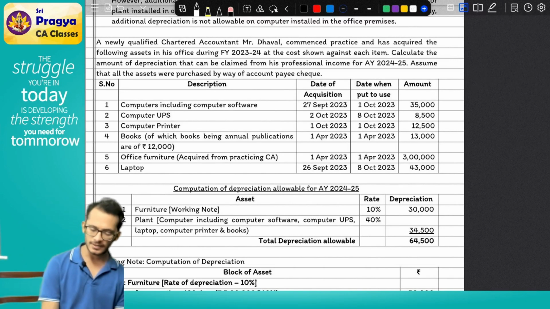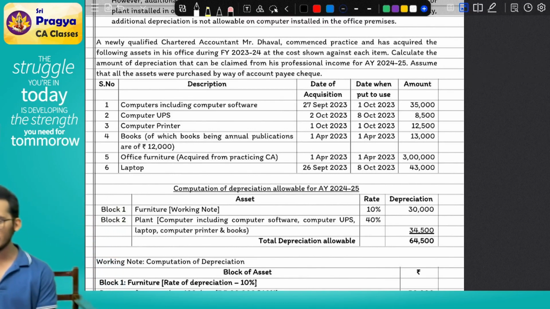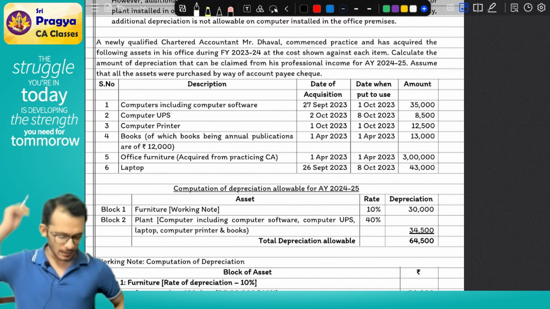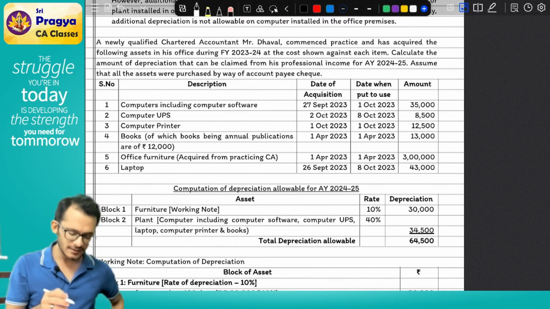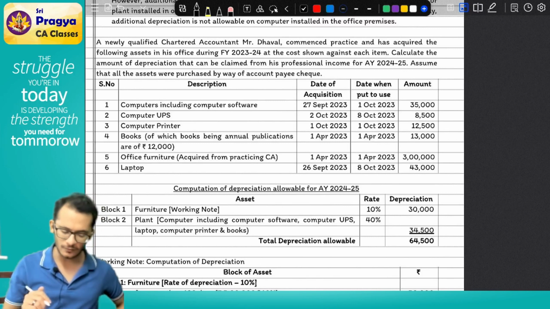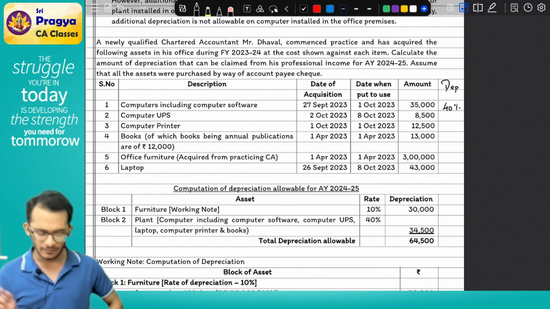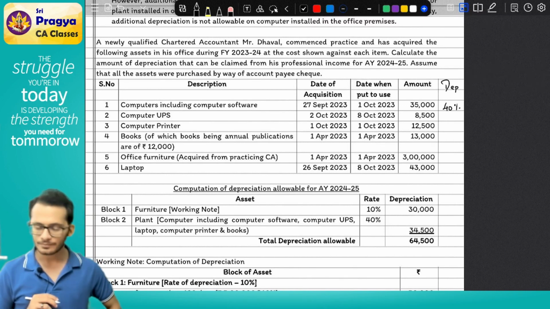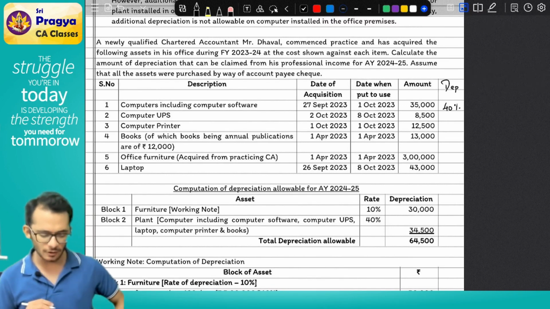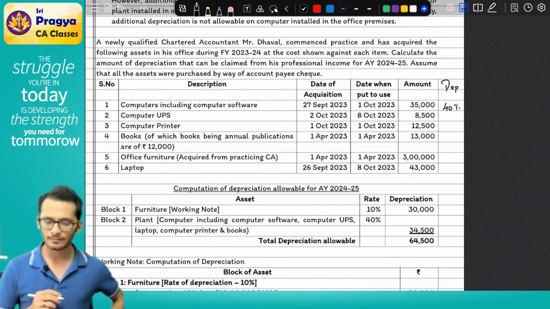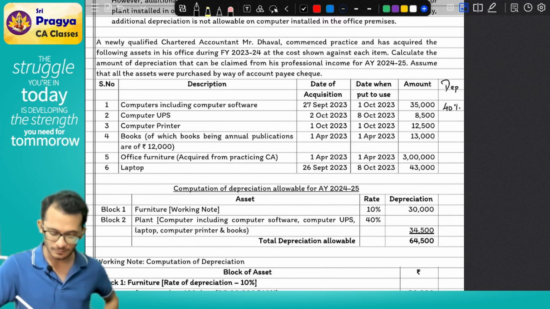Simple, straightforward. Yes, I'm going to look at the asset. You're going to tell me the depreciation rate. There is no additional depreciation, so only one number. Yes, it says computers, including computer software. You purchase the asset on 27th September, but you put to use on 1st October. Amount is 35,000. Depreciation rate is 40%. Why, Rahul, 40%? Because it is put to use for more than 180 days. Next, computer UPS. You bought it on 2nd October, but you put to use on 8th October. 8,500 is the amount. You will get 20. Why 20?